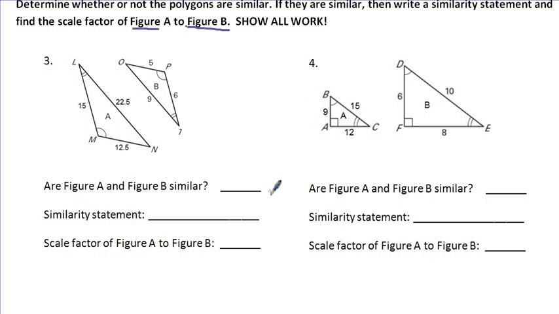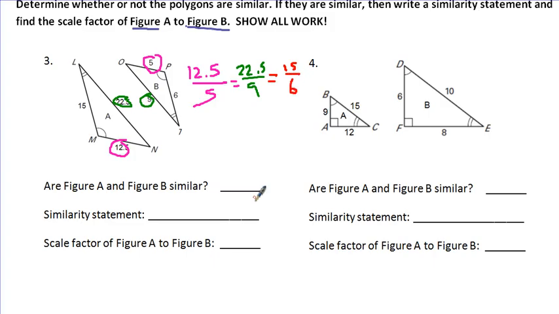Now we need to see if the sides match up correctly. So we want to look first at the shortest side from each. If we want to go from figure A to figure B, you want to have 12.5 over 5. Those are the shortest 2. We now want to look at the longest 2, which would be 22.5 over 9, because that's the longest from figure B. And then the last one would be what's left over, 15 over 6. Now, when you simplify these, all 3 of these do reduce down to the same fraction of 5 over 2.